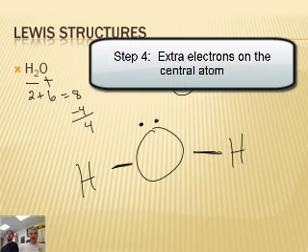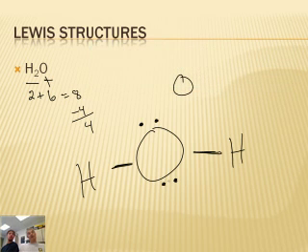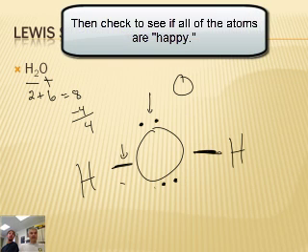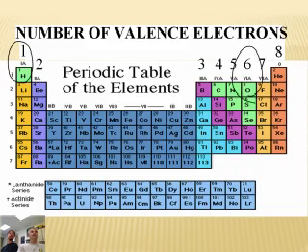So I put 1, 2, 3, 4. And we distribute them in pairs. Yeah, always in pairs. Good call. Now, important thing: we ask, is oxygen happy? Let's count. 2, 4, 6, 8. It's happy. That's it. We're done. All right, let's do another one.